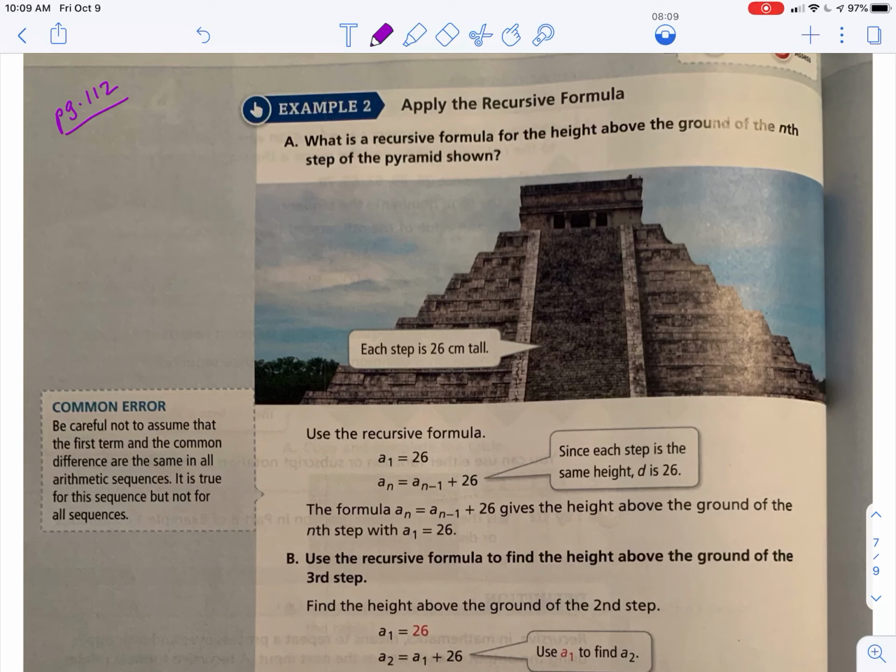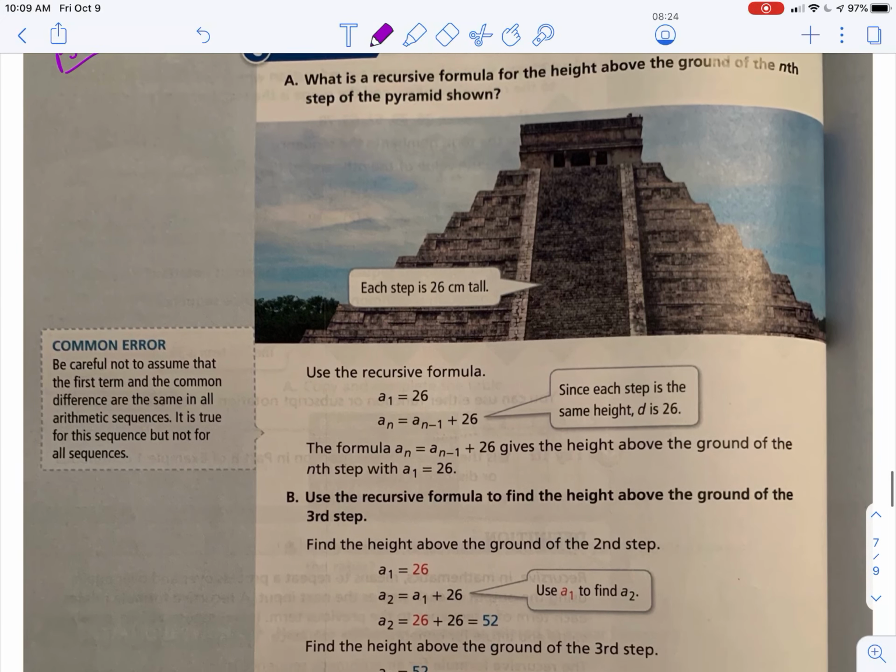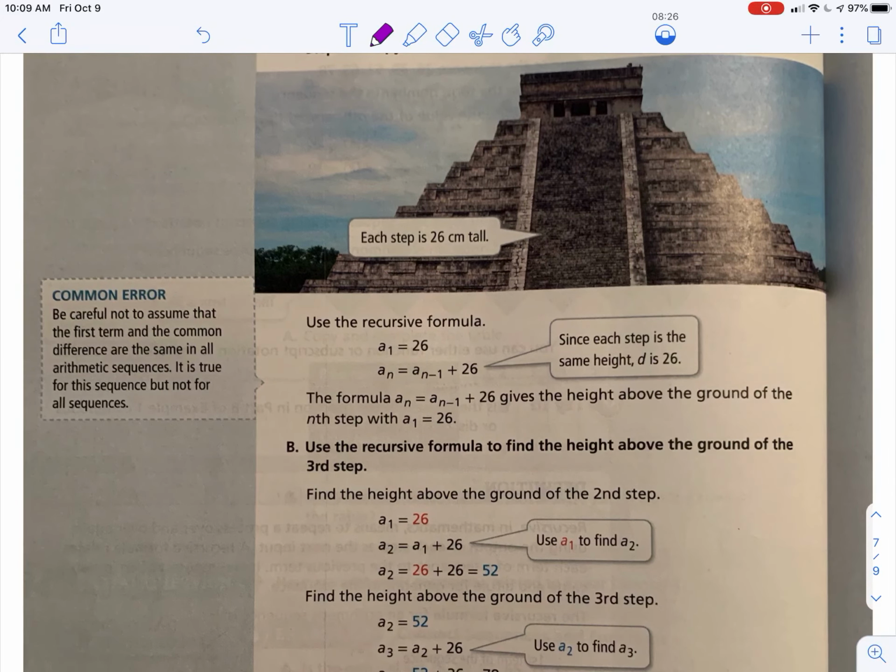And you see this picture of a pyramid. Now I have this drawn out in your notes looking like stair steps, and I'm going to go back to that in just a minute. But just to give you a picture of what's going on here, here's a pyramid that has many steps in the middle of it. It tells us that each step is 26 centimeters tall, and we're going to use the recursive formula to find out some information about these steps.